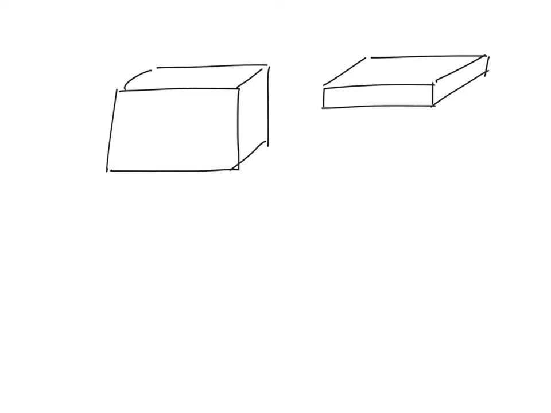Here's question 8. We've got a box and we've got a lid. Let's think about the box first. The height of the box is h, the width of the box is x, and the length of the box is double the width.